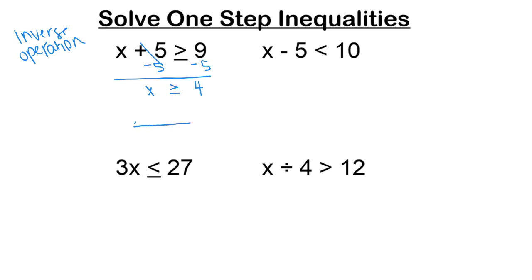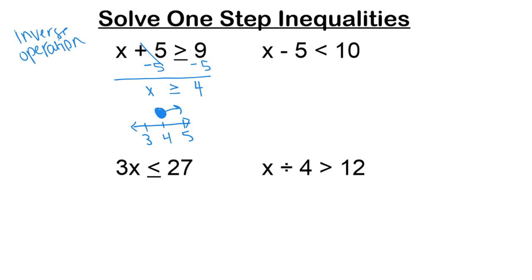Remember to graph this. On our number line, we would have 4 here in the middle, 3 to the left, 5 to the right. This is greater than or equal to, so that's a closed circle. And we're going to point to the right, because that's going to show things that are bigger than 4.